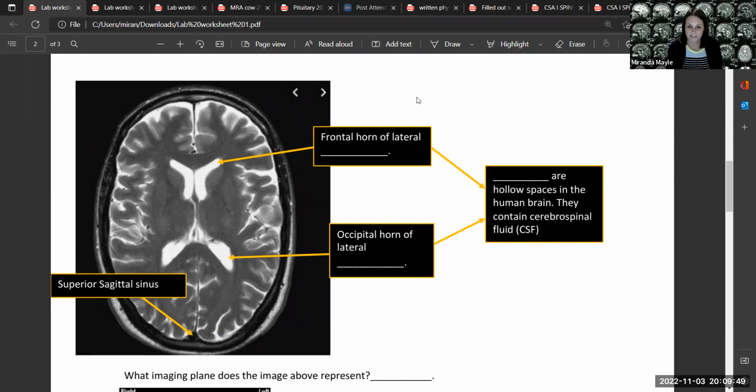All right, so here's some new anatomy, a little bit different than last week. We have the ventricles that we can see here. So, frontal horn of the lateral ventricle. These are frontal horns. They're in the frontal lobe of the brain. That's why they're called the frontal horn of the lateral ventricle. The occipital horn of the lateral ventricle is in the occipital lobe. There's a reason they are named the way they are. Superior sagittal sinus, as you guys know, is the largest venous dural sinus running right down the top of our head all the way to the back.